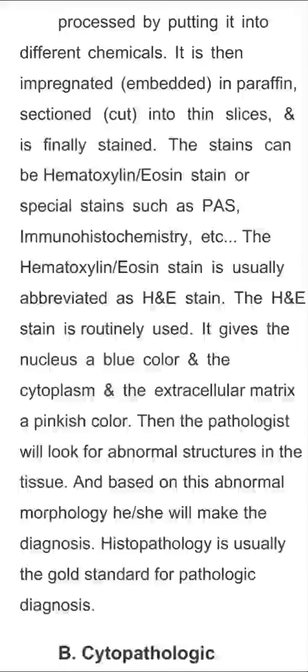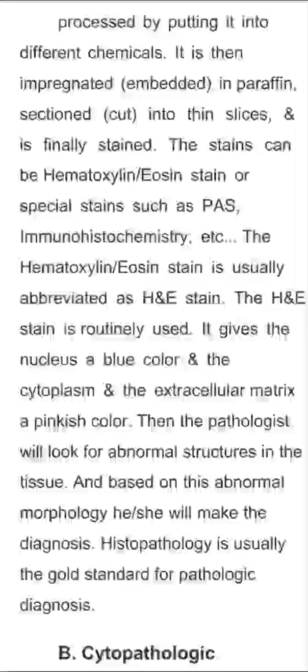The tissue is processed by putting it into different chemicals. It is then impregnated, that is embedded in paraffin, sectioned, cut into thin slices, and finally stained. The stains can be hematoxylin and eosin stain or special stains such as PAS, immunochemistry, etc. The hematoxylin and eosin stain is usually abbreviated as H&E stain. The H&E stain is routinely used.